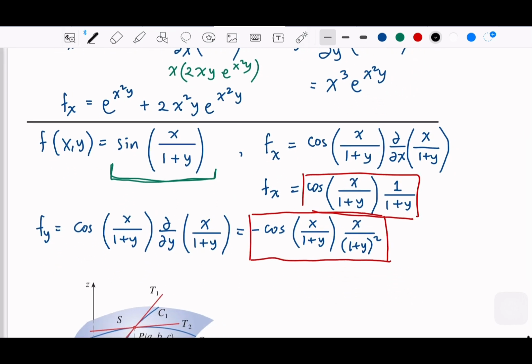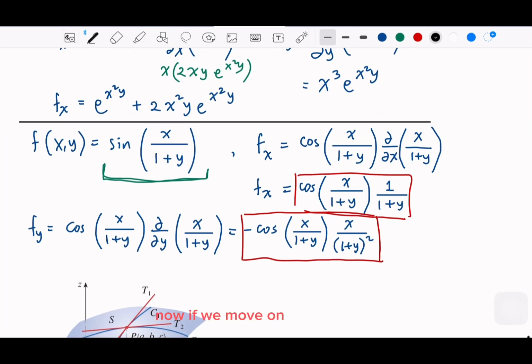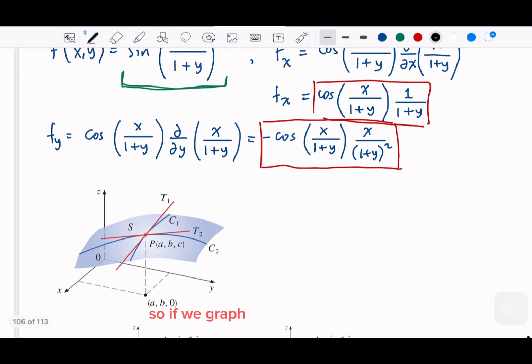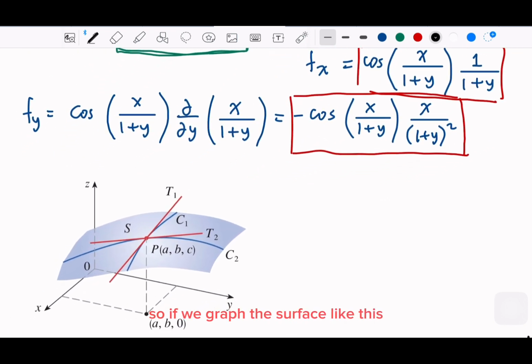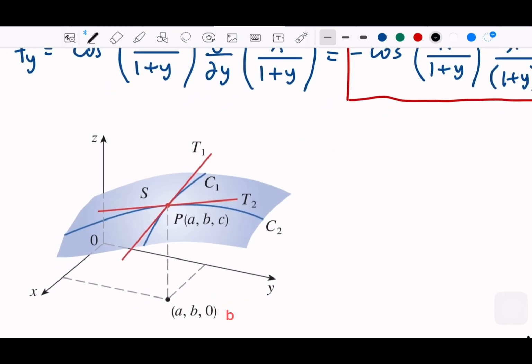Now if we move on, what is actually the partial derivative? Can we imagine it in a picture or a graph, to visualize it? Maybe we understand it more easily from the graph. If we graph a surface like this and pick a point, let's say the point P at (a, b, c), where a, b, c are real values.